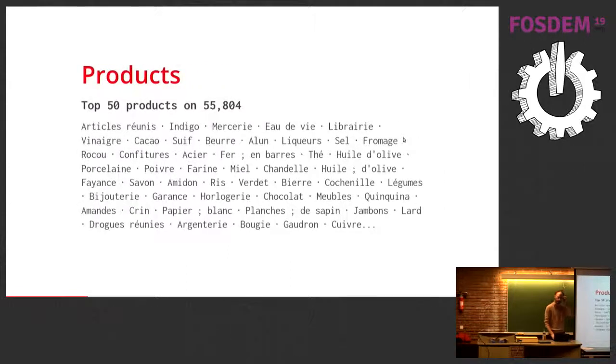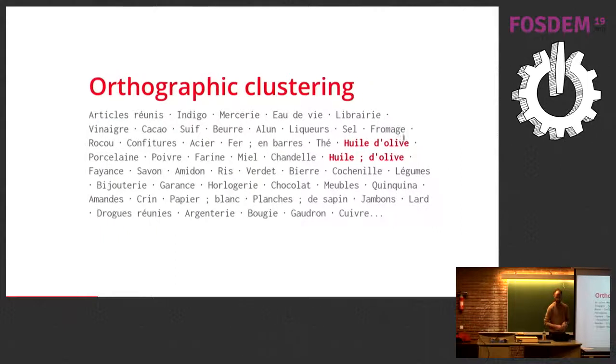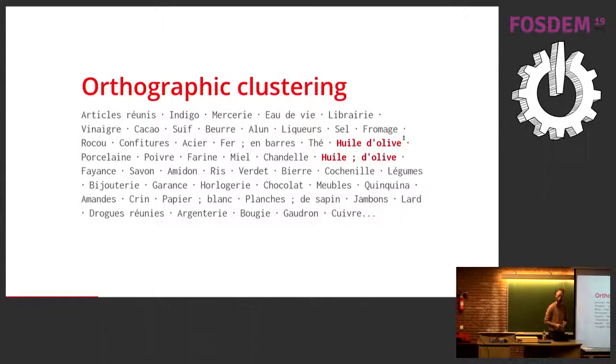What do I mean by that? Well, this is the top 50 product names that we can find in the source volumes. It's only the top 50 out of 55,000 different names. If you look at that, we have one first issue, which is orthographic clustering. We have huile d'olive, olive oil, written normally and then written with semicolons just in the middle. I will talk about these semicolons later in my presentation. When we analyze the data, we would like those two to be in the same category, please.